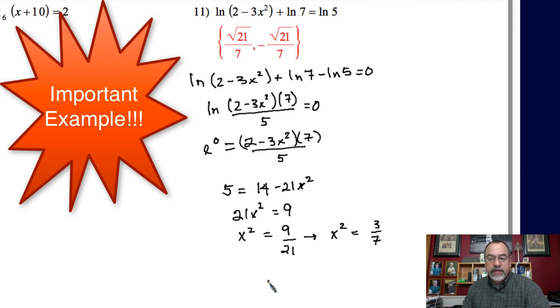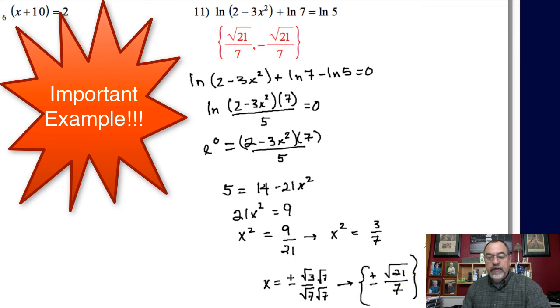Now remember, because we're taking the square root, we're going to end up with plus or minus, and that's going to be the square root of 3 over the square root of 7. And I need to rationalize my denominator. I don't want to leave a square root in my denominator. So that's going to give me plus or minus the square root of 21 over 7, which you can see is the answer that we have up here.